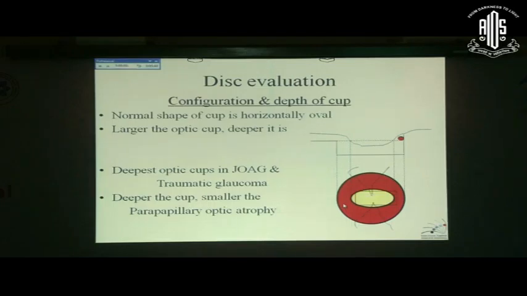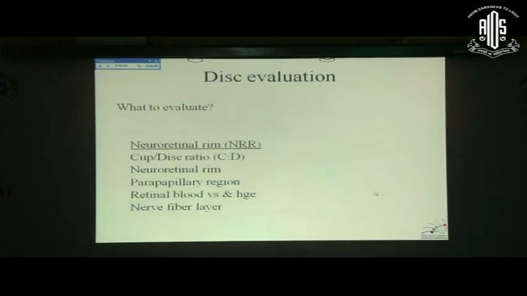Normal shape of the optic cup is horizontally oval. The larger the optic cup, the deeper it is, and the deepest optic cup is usually found in juvenile open angle glaucoma and traumatic glaucoma. The deeper the optic cup, the smaller the parapapillary optic atrophy.